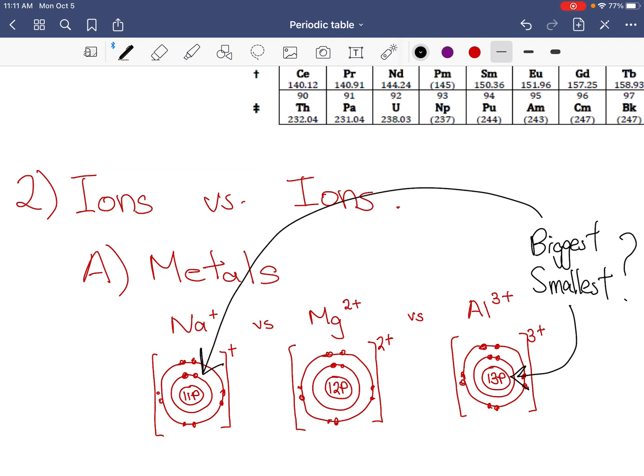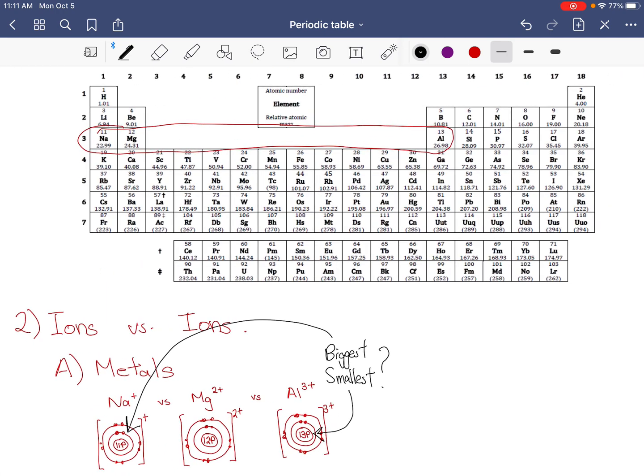So according to metals, the ion decreases in size as you move along. Kind of like atomic radius, right? For atomic radius, as you move along, it also decreases. Yay! Well, let's take a look at scenario B.